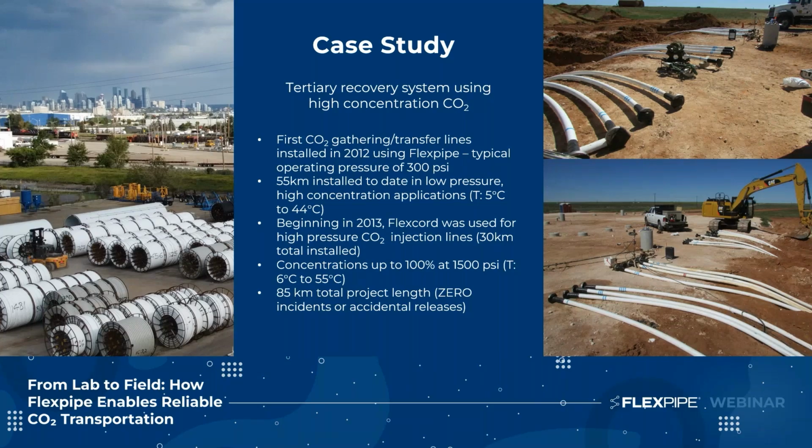Starting in 2013, Flexport was introduced for high pressure CO₂ injection line with a total length of 30 kilometers installed for that project. And these lines handle concentration up to 100% CO₂ at pressures as high as 1500 psi. And the temperature ranges of operation was between 6 degrees C up to 55 degrees C.